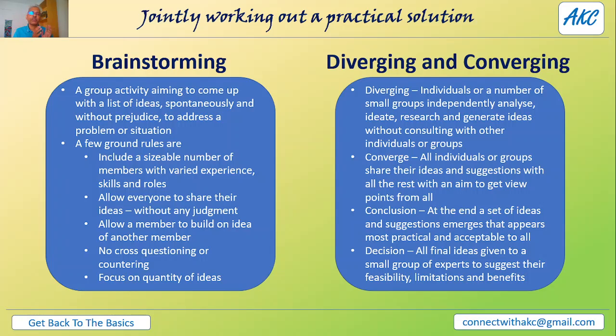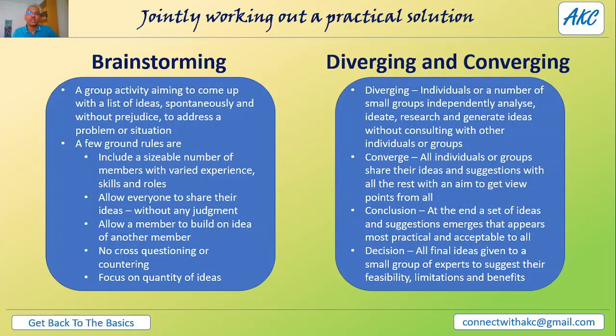So when you're trying to work out a joint practical solution using your team members in a joint forum, then these two tools are very, very useful. Brainstorming, when you have a relatively smaller team, 15-20 members. Diverging and converging, when you have a larger team, let's say 50, 60, something like that, then you break it down into smaller groups.